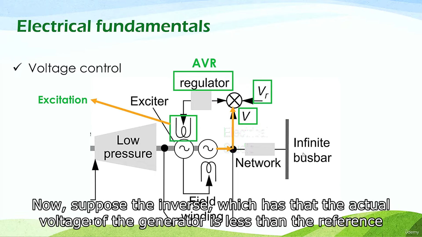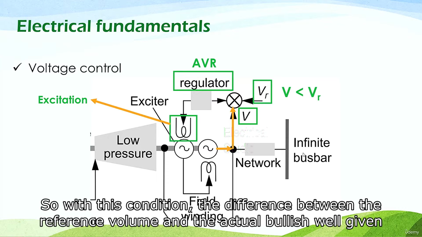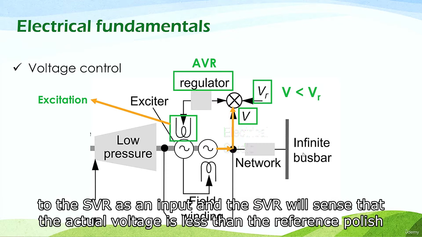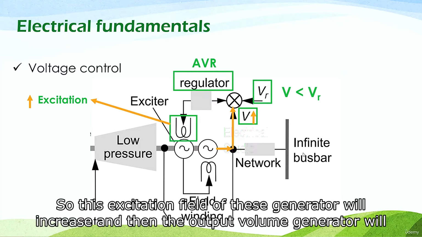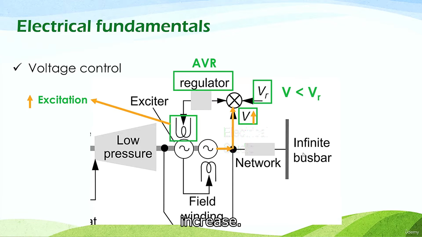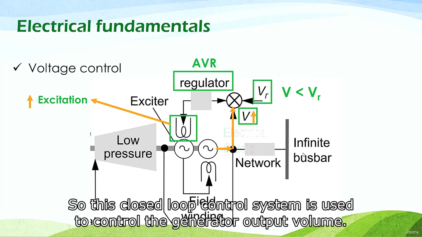Now suppose the inverse, which is that the actual voltage of the generator is less than the reference voltage. In this condition, the difference between the reference voltage and the actual voltage will be given to the AVR as an input, and the AVR will sense that the actual voltage is less than the reference voltage, and in this condition the AVR will give the exciter a signal to increase the excitation current. So the excitation field of the generator will increase, and then the output voltage of the generator will increase because, as we mentioned, it depends on the excitation current of the exciter. So this closed loop control system is used to control the generator output voltage.